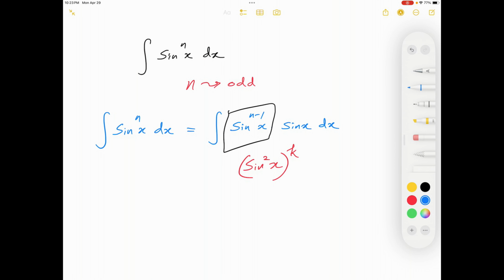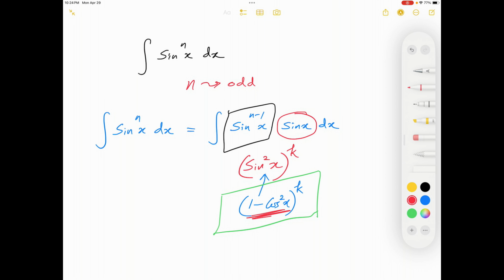After that, what we do is we are going to replace this sine squared x term by 1 minus cosine squared x, and all of that will be raised to the power k. And then we will write down the expansion of 1 minus cosine squared x raised to the kth power. Each term inside that expansion will be some cosine squared x term, and each of those terms will be multiplied by the sine x term right here.